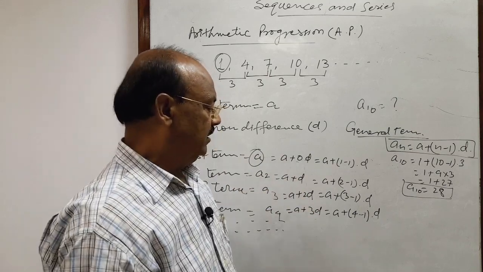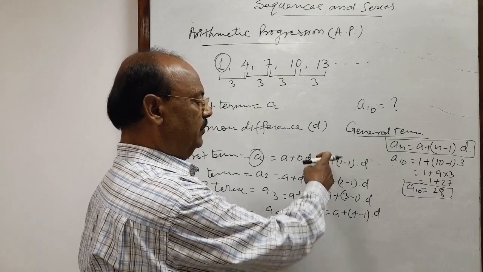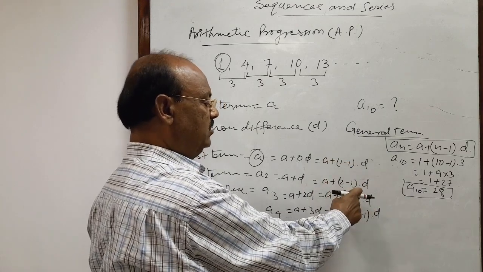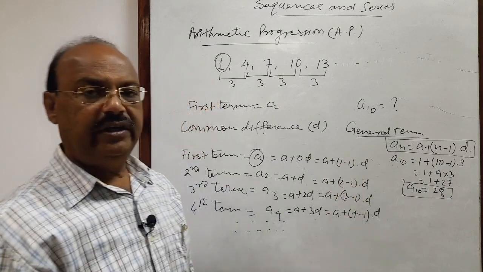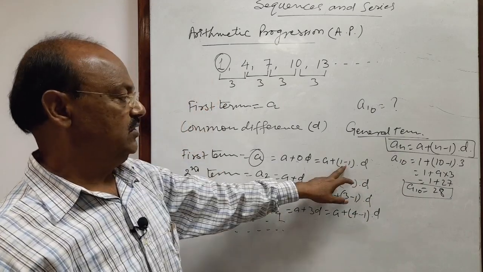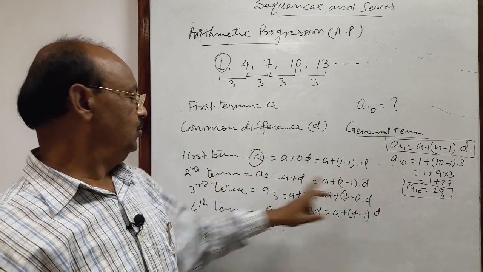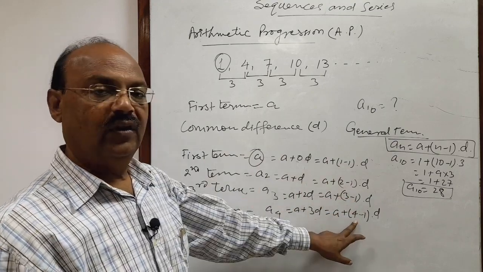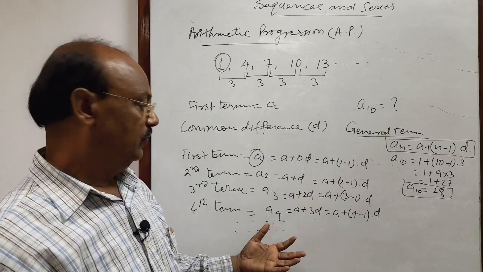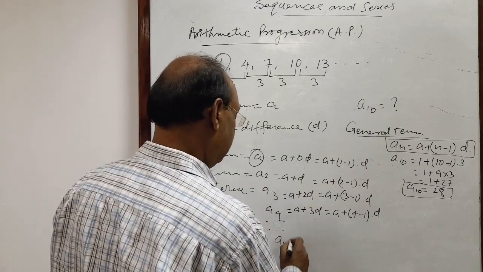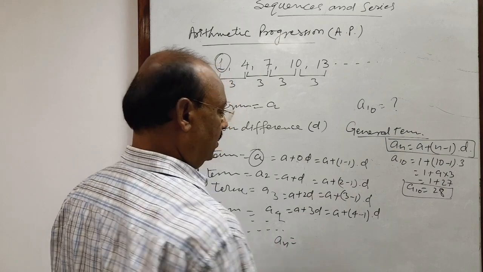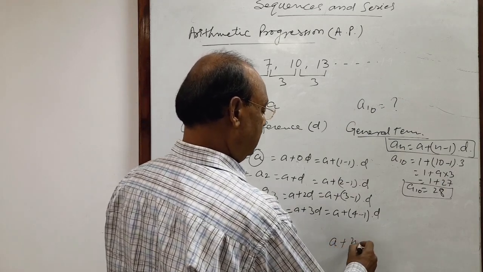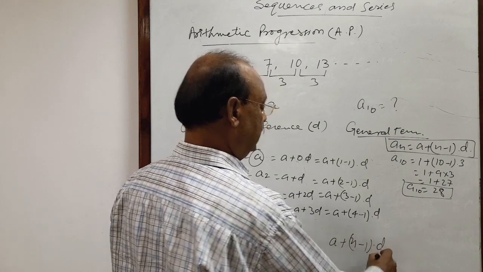If you observe the pattern, you see a is common everywhere, d is common in every term, minus 1 is also common everywhere. The only difference is, for the first term this is 1, for the second term this is 2, for the third term this is 3, for the fourth term this is 4. So for the nth term, if you write the nth term, this nth term will be a plus n minus 1 into d.